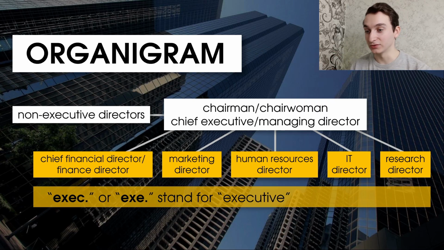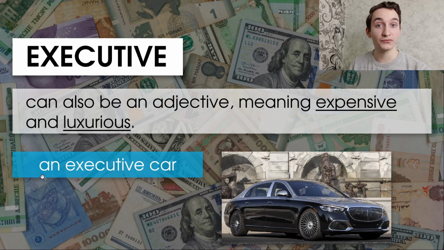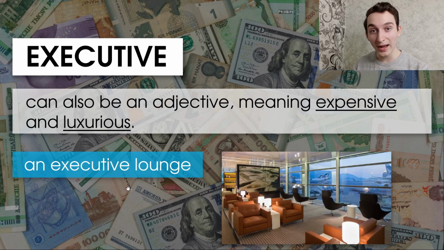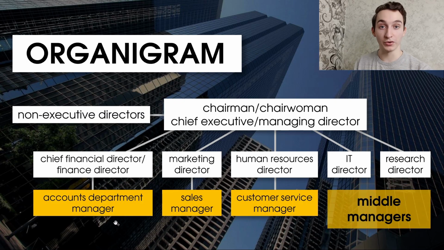So now let's have a little digression and talk about the word executive. It can also be an adjective, by the way, which means expensive and luxurious. For example, an executive car. I don't really like it, but some people do. And you can also have an executive lounge while you're waiting for your plane. So now let's get back to our organigram, and we see here the lower level, which is middle managers. They deal with some smaller areas in the department they work in.